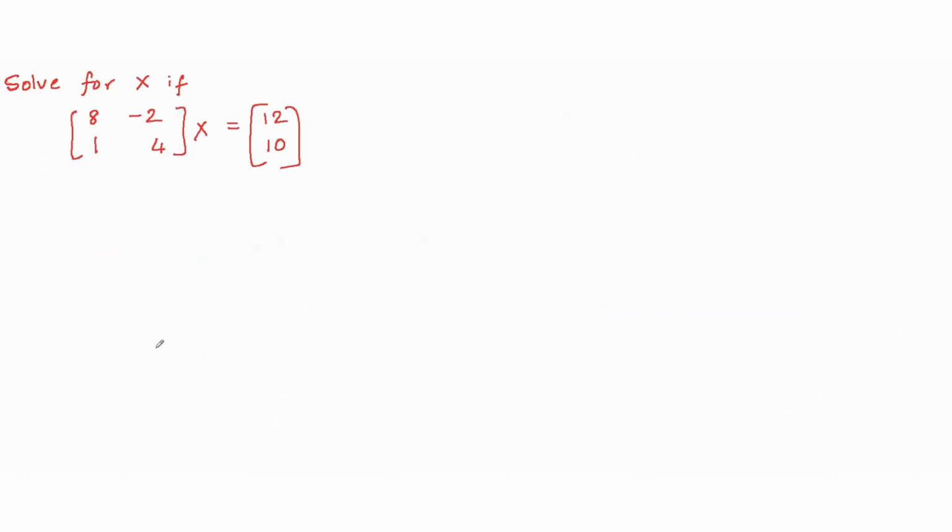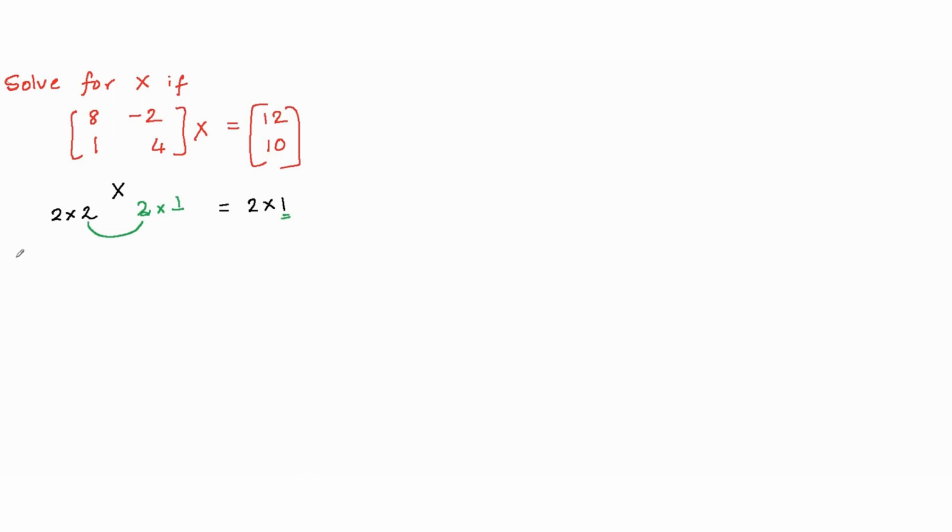So in this question, we have to again solve for x. So again, let's find the order of x. The order of the first matrix is 2 by 2, and the order of the resulting matrix is 2 by 1. For multiplication to be possible, the number of rows of x should be 2. Only then is multiplication possible. And because the number of columns in the resulting matrix is 1, this value has to be 1.